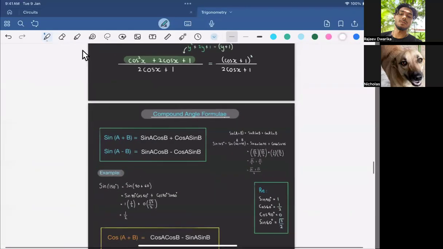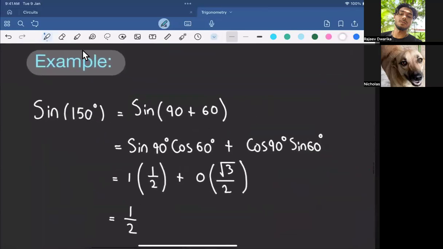Right? And this is an example you can copy down. Let me just say I had sine 150. We do not know what sine 150 is. But we could express 150 as 90 plus 60, and 90 and 60 are two angles that we know. Whenever you're picking two angles, they must be standard angles. It must be something you're supposed to know.